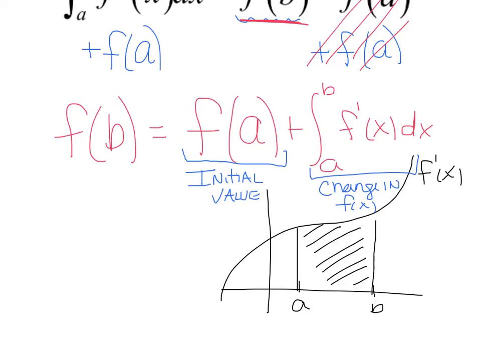Okay, so again, we're going to be saying this first fundamental theorem a little differently. We're going to say f of b equals the initial value plus the change in f. And that's what our goal is to get in our heads tonight. F of b equals initial value plus change in f.